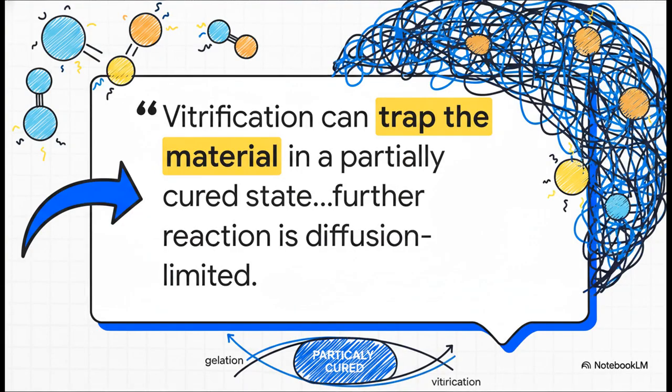So why is it a trap? Well, this quote right here explains it perfectly. If the material turns into a glass too early, the molecular network becomes so stiff, so rigid, that the leftover chemicals can't move around to find each other and finish reacting. It's kind of like trying to finish stirring the sugar into your cake batter after you've already baked the cake. It's just not going to happen. The reaction becomes diffusion limited. It grinds to a halt, and it traps the material in a weak, partially cured state forever.